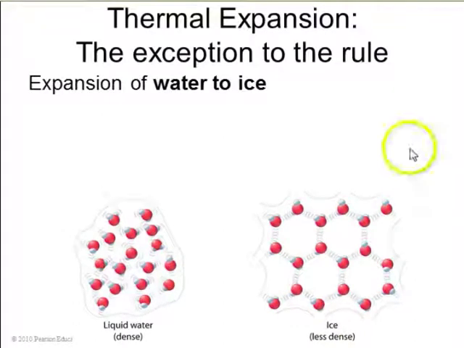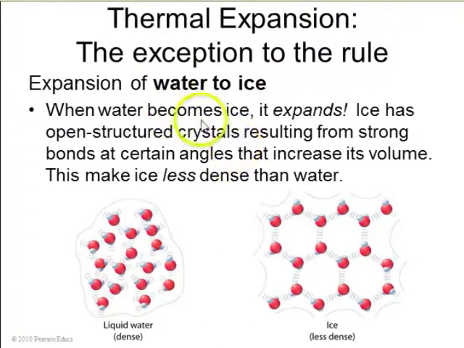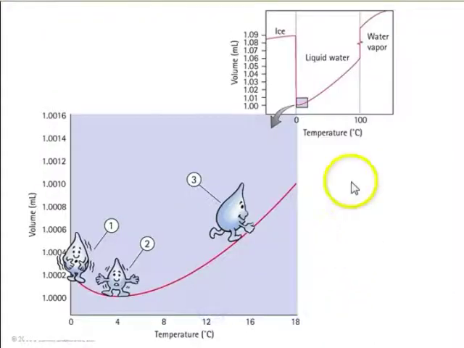So there is one exception to the rule of thermal expansion. Normally, you heat something up, and it expands. The exception is when water turns to ice. When water becomes ice, the temperature goes down, but it expands. The volume goes up. That's because of, again, the crazy water molecule. It has this open crystal structure that results from these strong bonds at certain angles. So this makes ice less dense than water.